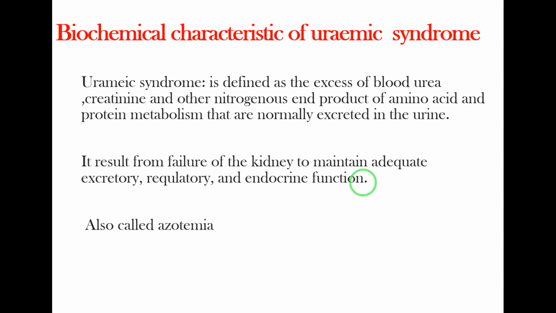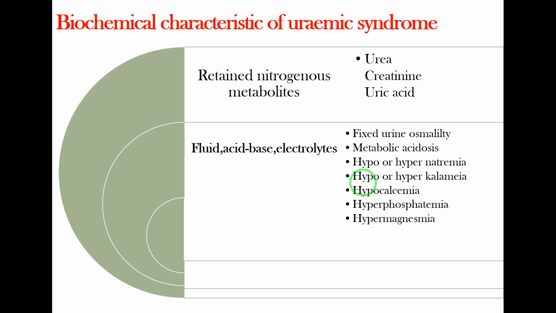What are the biochemical changes that occur in the uremic syndrome that can characterize this condition? The first and the most characteristic is the retained nitrogenous metabolites. We have certain analytes that are considered as the end products of nitrogen metabolism. We have the urea, the creatinine, the uric acid. All these compounds are normally excreted in the urine, and the blood levels are maintained within a very narrow limit. In case we have uremic syndrome, the concentration of these analytes is increased.